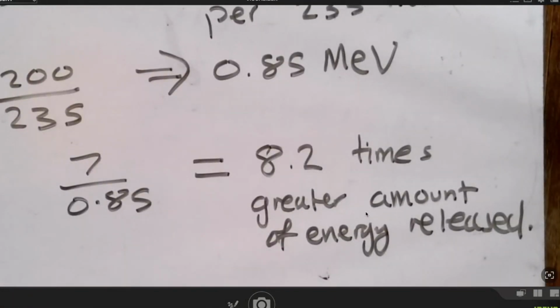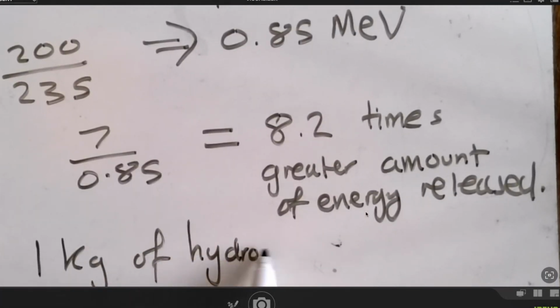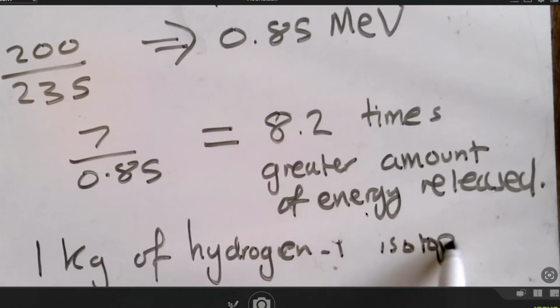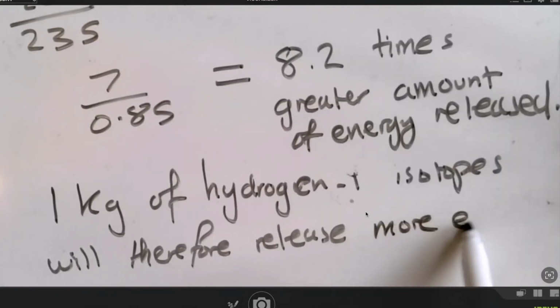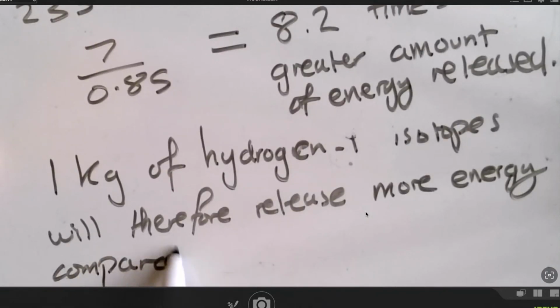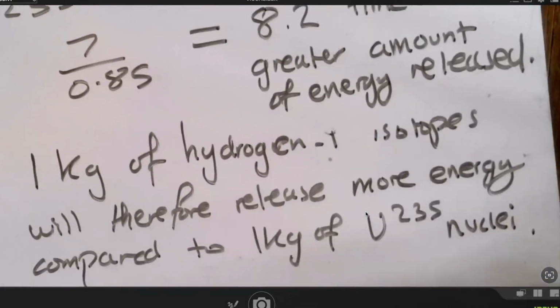Okay, so that's the sort of calculation you would want to do. So you've got to tell the examiner that, okay, well, what's really important is the energy per nucleon as opposed to just one large nuclei and 4 small nuclei. And therefore, we can say 1 kilogram of hydrogen-1 isotopes will therefore release more energy compared to 1 kilogram of uranium-235 nuclei. Okay, now this is a fair comparison. Now we've got 235 competitors on one football team of the hydrogen, and we've got 235 competitors on the uranium football team.